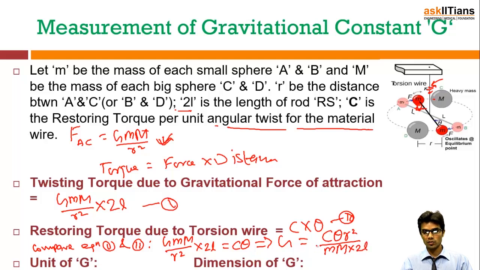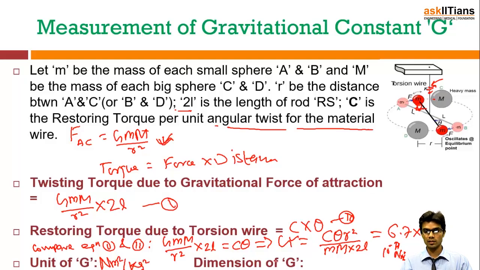All these values, small m, capital M, length l and r are already known. Theta can be measured using a vernier, and C, the restoring torque per unit angular twist of the material, is already known. So everything is known, so we can find G, and the value will come 6.7 into 10 to the power minus 11 Newton meter square per kg square. So the unit of G is Newton meter square per kg square.